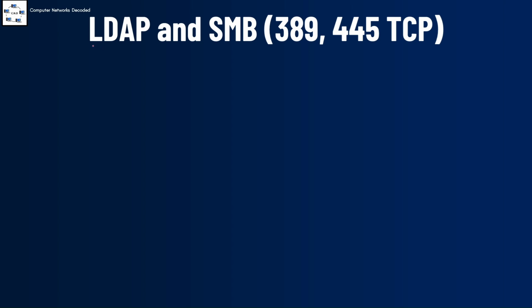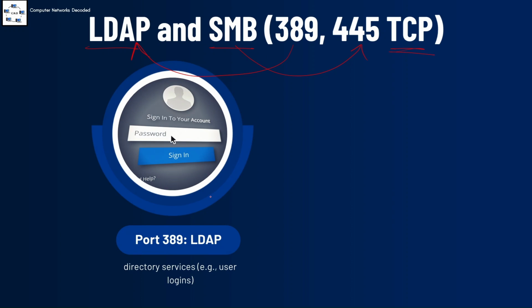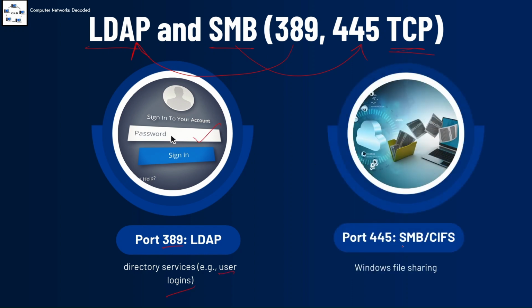Our next protocols are LDAP, Lightweight Directory Access Protocol, and SMB. These both use port 389 and port 445, and both use the TCP protocol. So first of all, LDAP, as I said, uses port 389, and LDAP is used for directory services such as user logins. And the next one is SMB or CIFS. These protocols are used inside Windows for file sharing, and they use port number 445.